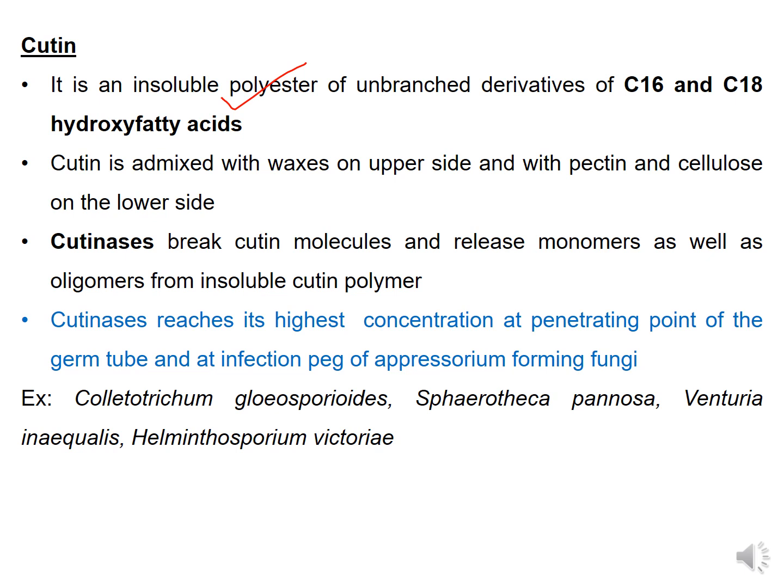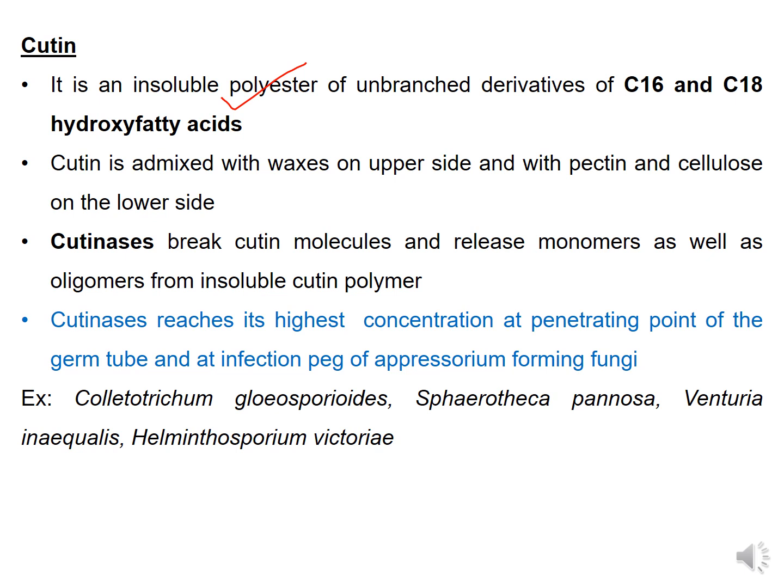Okay, then cutin is admixed with waxes on the upper side and with pectin and cellulose on the lower side. So on the upper side of that cutin there are the cuticular waxes, and on the lower side pectin and cellulose. Then cutinases break the cutin molecules. So here the pathogen has to produce the cutinases.